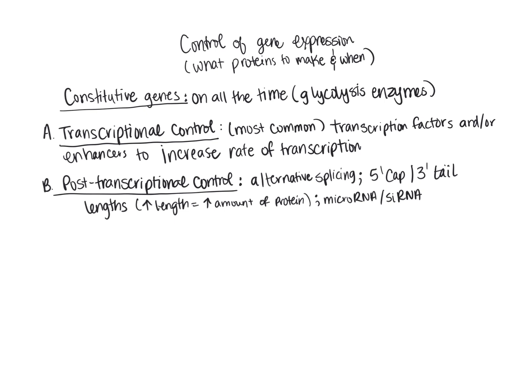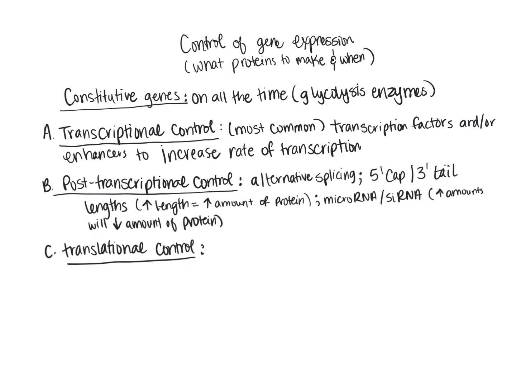The last post-transcriptional control we're going to talk about are microRNAs or small interfering RNAs. These are RNA molecules whose responsibility it is to break down mRNA once it's in the cytoplasm. So the more active these are in the cytoplasm, the less protein will be made because there's less mRNA available.